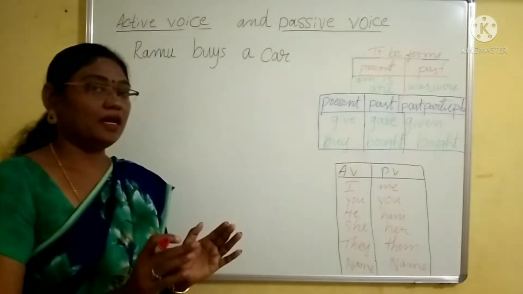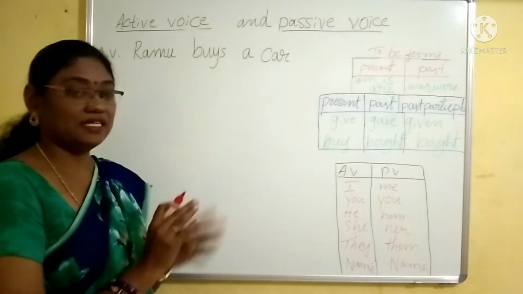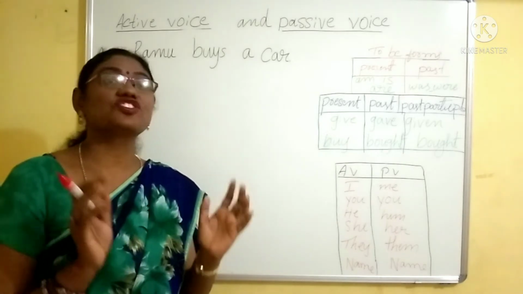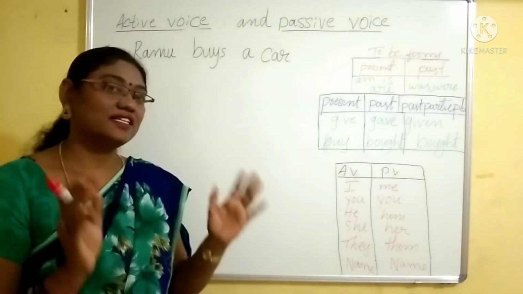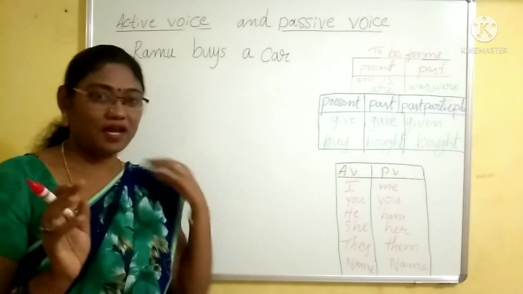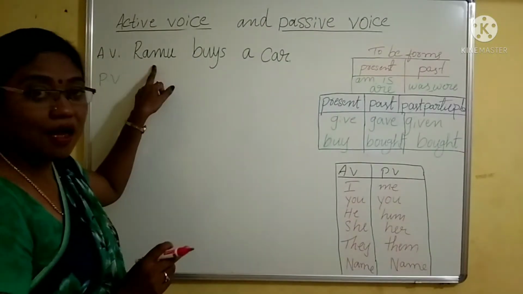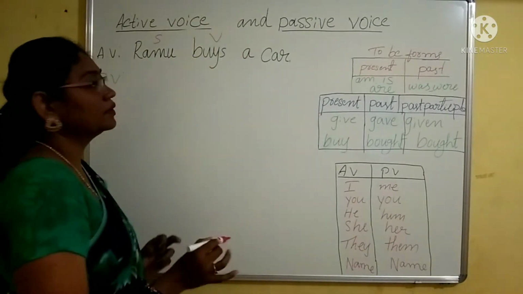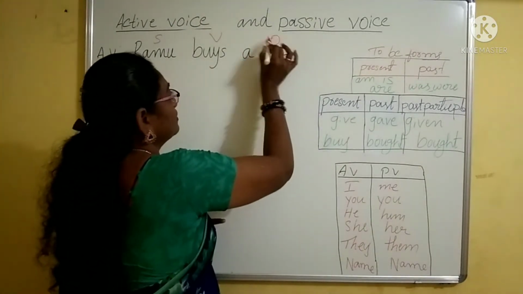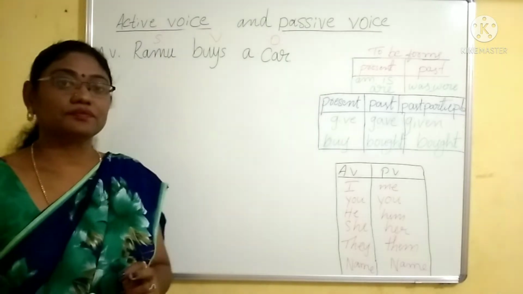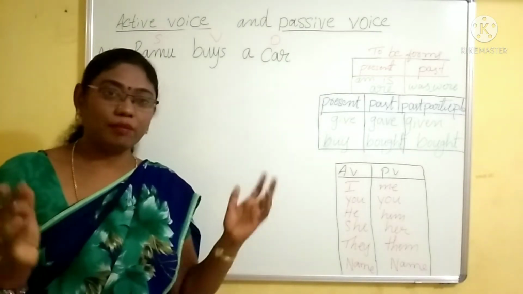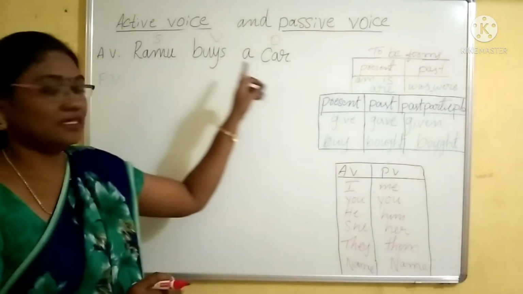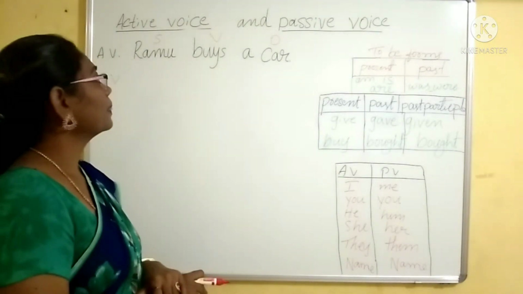Before changing this sentence, you have to know the sentence structure. What sentence structure is there in active voice? Let's see. Ramu is the subject, buys is the verb, and car is the object. I have explained this many times in previous videos, right? This is the sentence structure here.